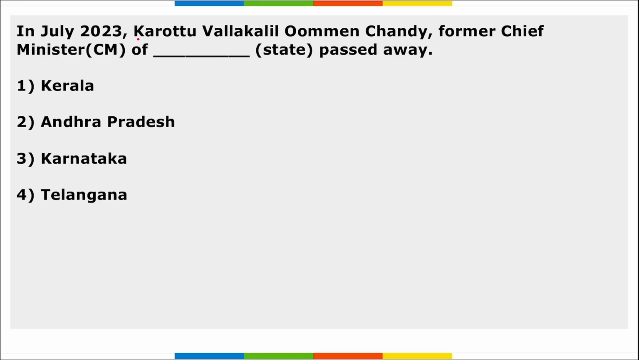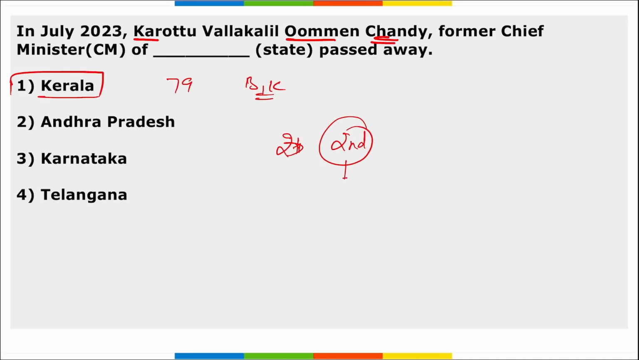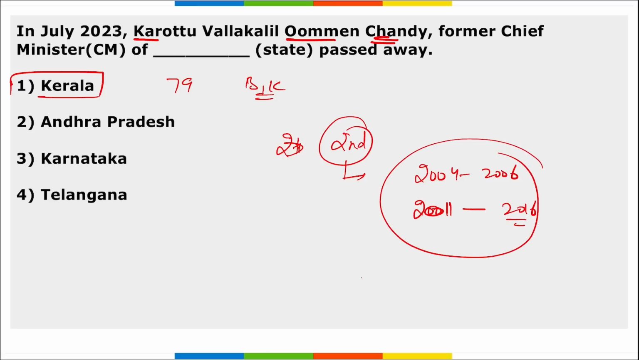Next, K. V. Oommen Chandy, former Chief Minister of Kerala, passed away. He was the former Chief Minister of Kerala who recently passed away at the age of 79 in Bangalore, Karnataka. He served twice as the Chief Minister. One term was from 2004 till 2006, and the second was from 2011 to 2016, right? A total of 7 years.